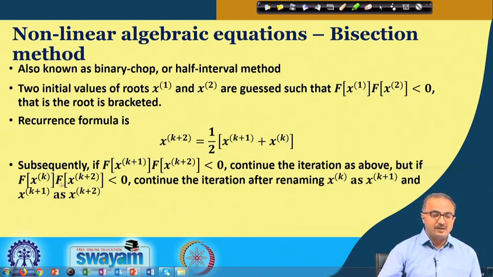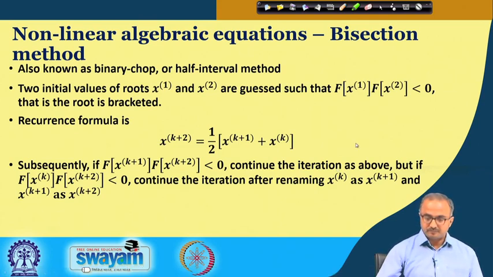But if we also take the product of f(xk) and f(xk+2) and find it to be less than 0, then we continue the iteration, but now we have to rename the xk as xk+1. I will show you this pictorially, it will be easier for you to comprehend the method.